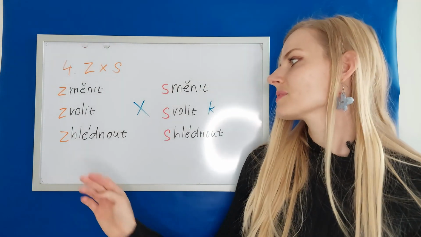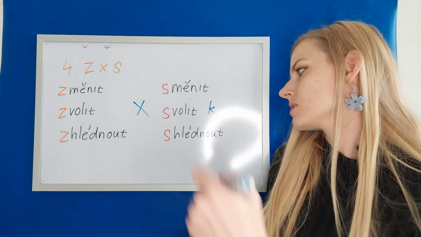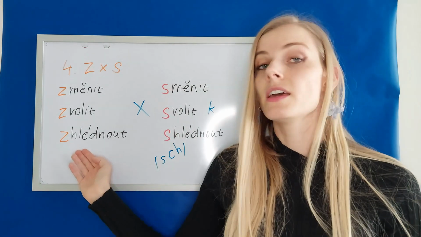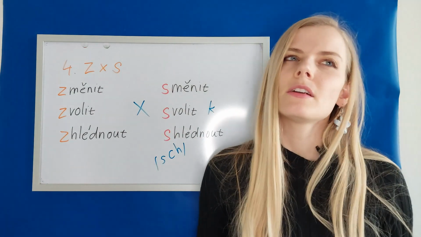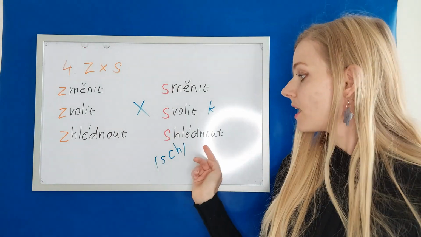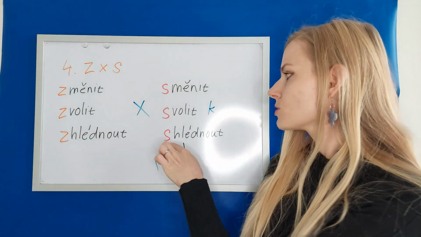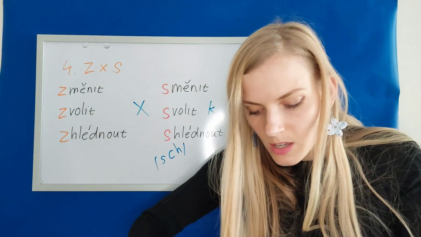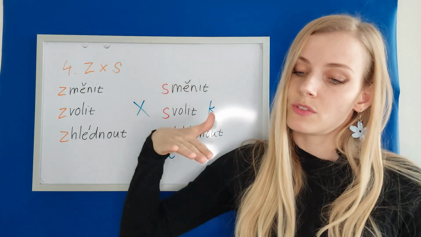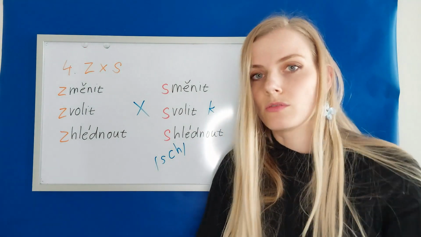And the last, zhlédnout a shlédnout. Zhlédnout is a little bit archaic verb, very formal verb, to watch. And shlédnout is to look down. And it's also a little bit archaic. So this would mean that somebody is looking down. Remember the prefix s often has function of direction down or together. And this would be looking down.